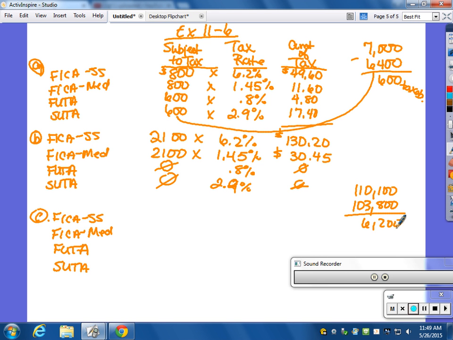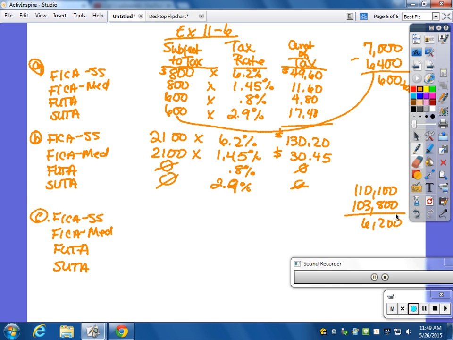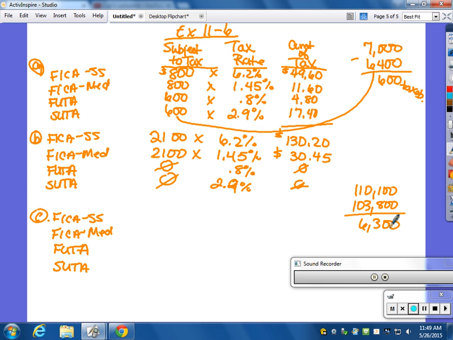So how much is taxable under FICA Social Security? 6,300 is taxable at 6.2%. What's the actual amount of tax? $390.60. How much is taxable under Medicare? The whole thing, which is 8,000. 1.45% is the rate. The amount of tax is $116. Are they eligible for FUTA? SUTA?